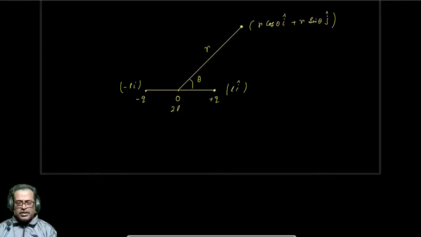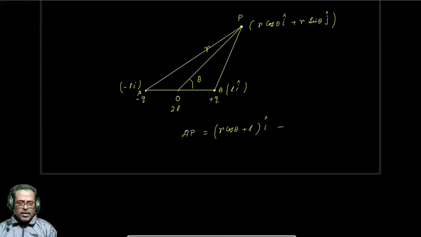Therefore, the distance between these two, suppose this is A, this is O, and this is P, and P be the point. Now, AP is equal to r cos theta minus Li, that is plus L, to i plus r sin theta j.